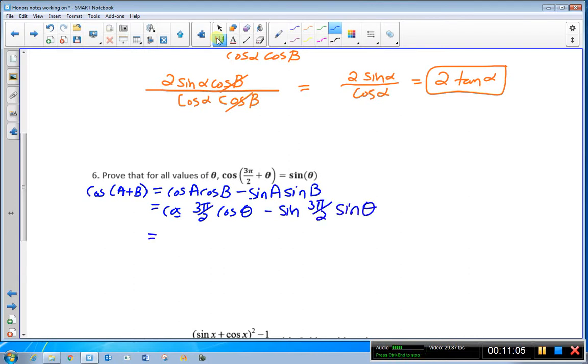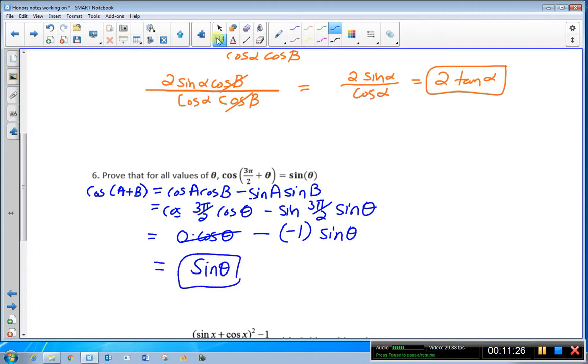So the cosine of 270 is equal to, down at negative 90 or 270, the y-coordinate is 0 times cos theta, so those go, minus the sine of 270 is negative 1 times the sine of theta. So a negative times a negative is a positive, so final answer is just sine theta. And that's what we were trying to prove, that it equaled sine theta. And it does.